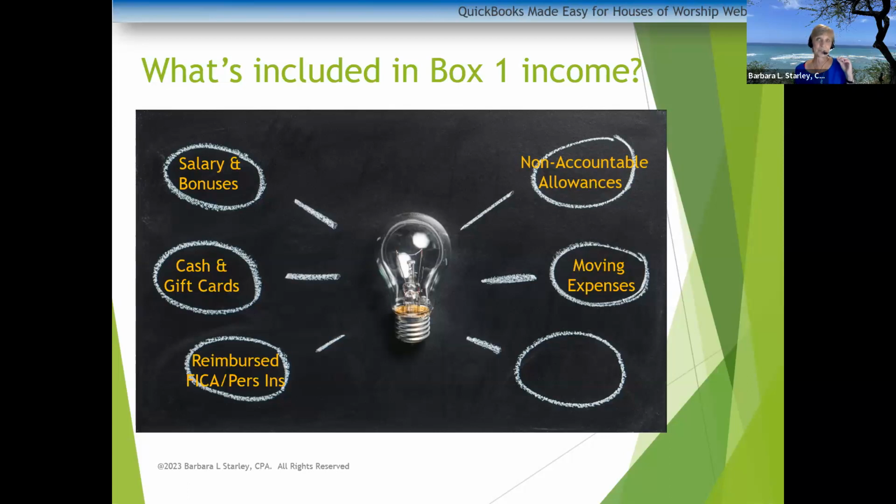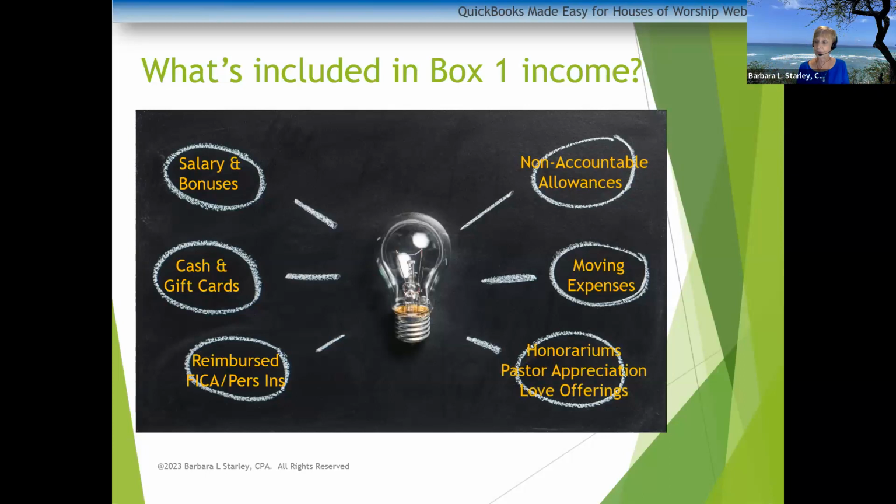Sabbatical allowances. Just have the summer, great time to send your lead pastors, give them time off, give them extra time off, maybe give them a little bit of an allowance so they can go on a sabbatical, get refreshed, come back to the pulpit. Taxable.